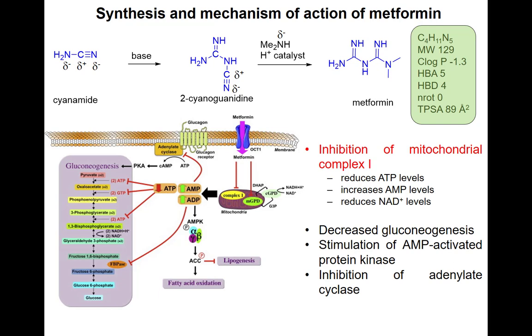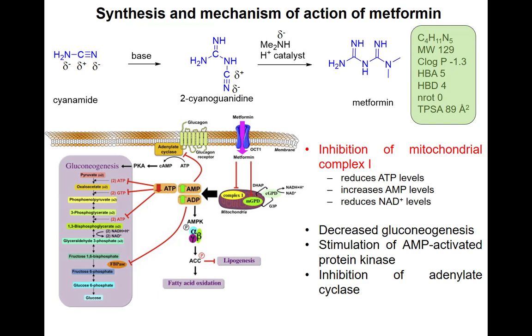The AMP that is increased due to the action of metformin, AMP itself then binds to and stimulates a protein called, appropriately, the AMP activated protein kinase. So this is a kinase that binds to AMP and is then activated, and the downstream effects of that are also helpful in the context of diabetes.